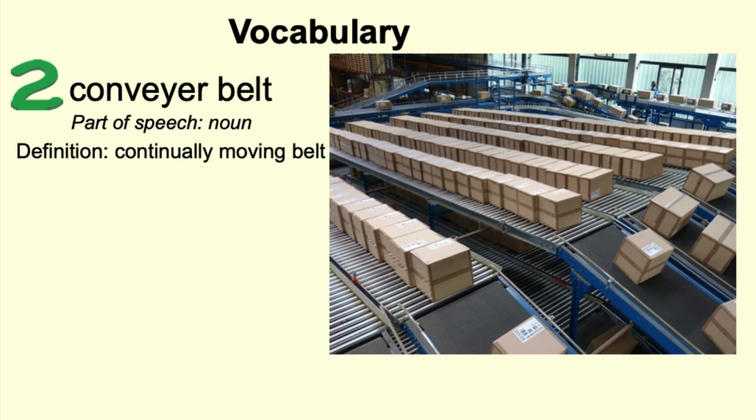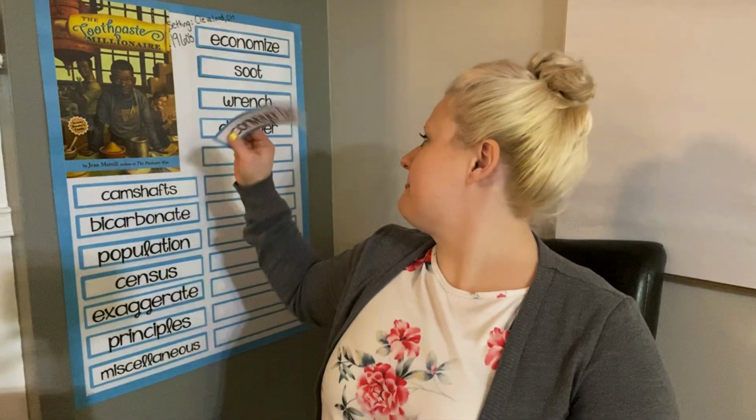Our second word is conveyor belt. It is a noun, and it is a continually moving belt. So you're going to see these on a large scale, primarily in factories that are producing or manufacturing goods. Conveyor belt.